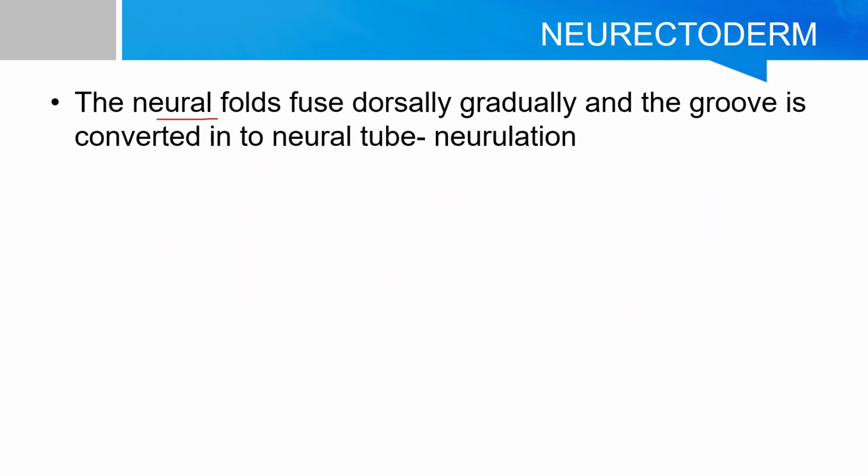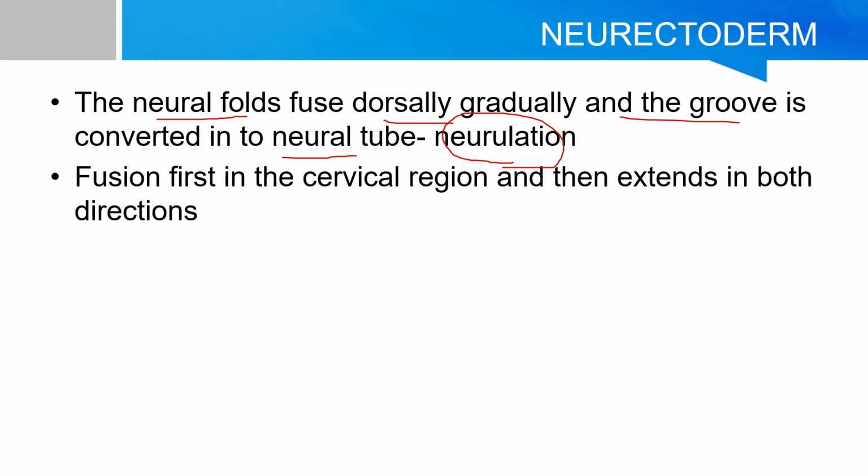The neural folds now fuse dorsally so that the groove is converted into a tube. That process is called neurulation. If you see, fusion first occurs in the cervical region, then extends in both directions. So it is not exactly craniocaudal. It is starting in the cervical region, then extends cranially and caudally.